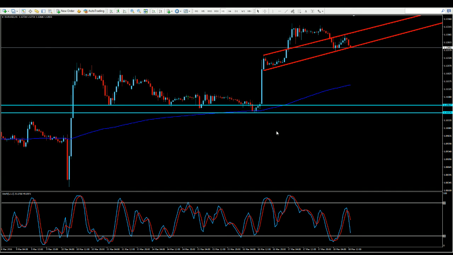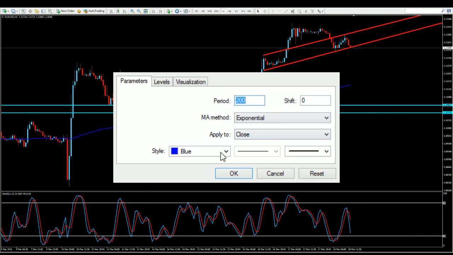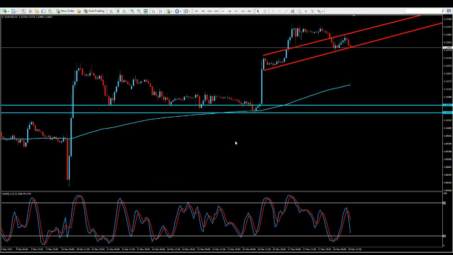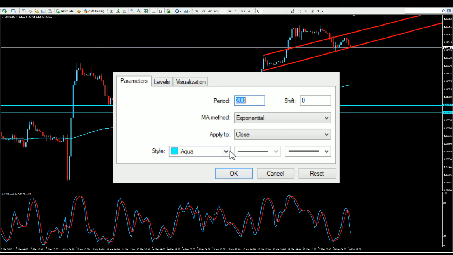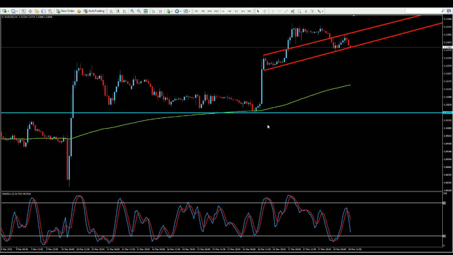Now take a look at this. We did all those analyses, and then we plotted a 200 moving average. Let's pick a brighter color so you can see better. So this is a 200 moving average. We see the price coming down, getting support from it. Yes, so as you can see, with all those analyses we did, it was easier to just plot a 200 EMA.